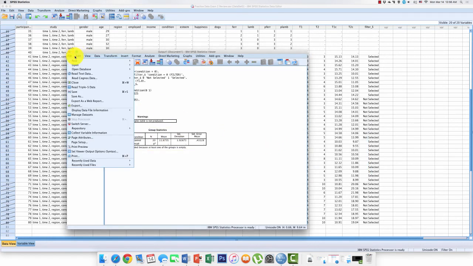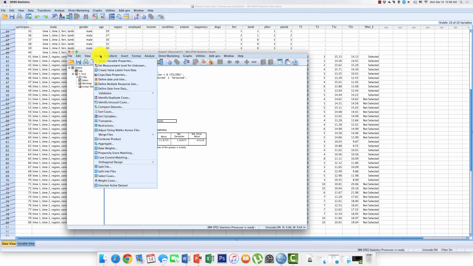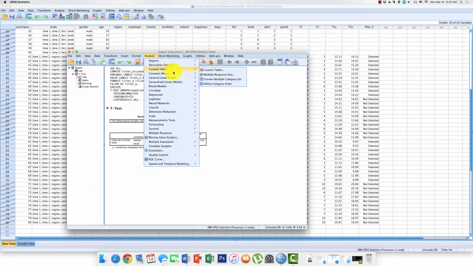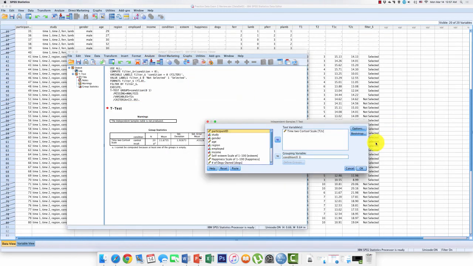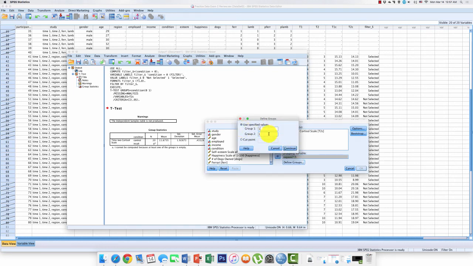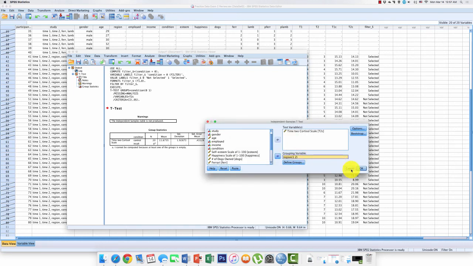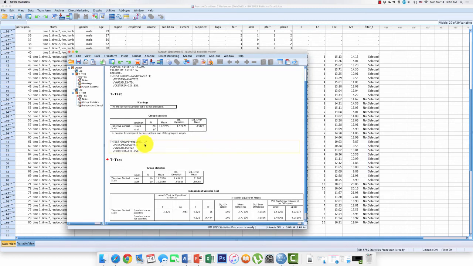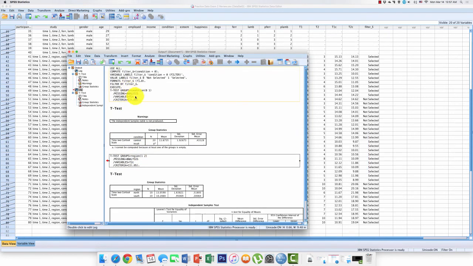I forgot that I have to do the opposite. Okay, independent samples t-test. If we're doing select cases and putting condition, then we have to put the other one. So we're going to look for region. So 1 is north, 2 is south, continue. Okay, so ignore this part.